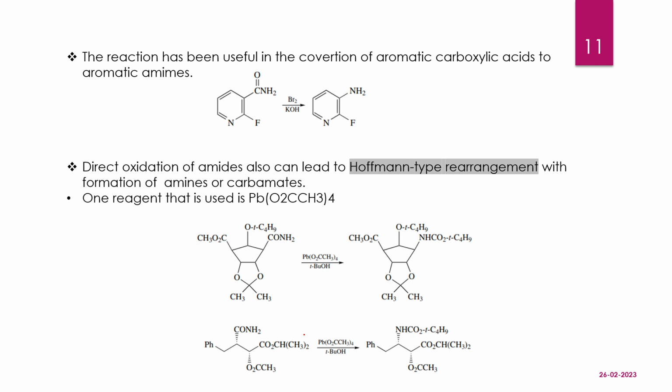So the reaction has been useful in the conversion of aromatic carboxylic acid derivatives to aromatic amines. So what is happening? In a similar way, first the bromine and KOH will form the hypobromite ion, and that will react with this amide to give us the N-bromoamide intermediate, and that will undergo rearrangement, giving us this type of amine.